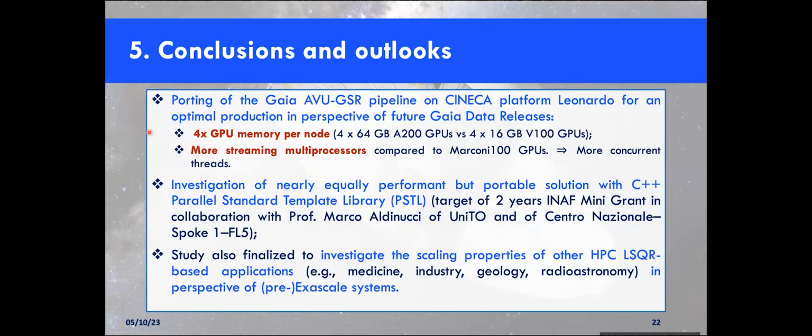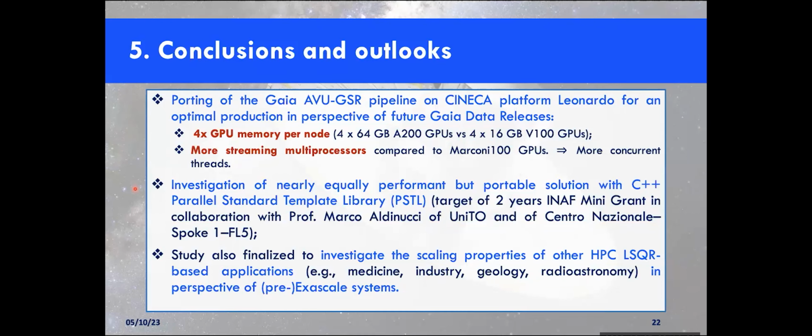Leonardo actually has 4 times the GPU memory per node, and the GPUs have more streaming multiprocessors compared to Marconi 100. So this means more concurrent threads and also larger performances, as some first tests already confirmed. We are also investigating a nearly equally performant but portable solution with the C++ parallel standard template library, which is the object of a work already in progress and of a paper already in progress.